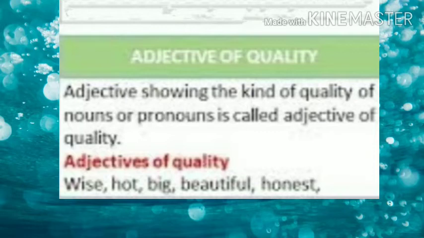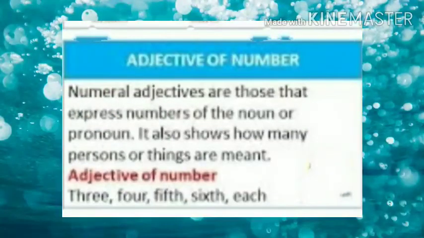Next is adjective of number. An adjective of number expresses the number of the noun or pronoun. It shows how many persons or things are meant. It will always answer the question how many. See the examples of adjectives of number: 3, 4, 5th, 6th, each.